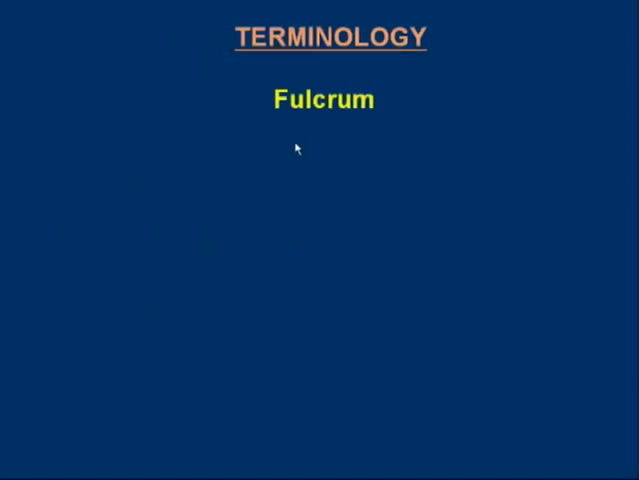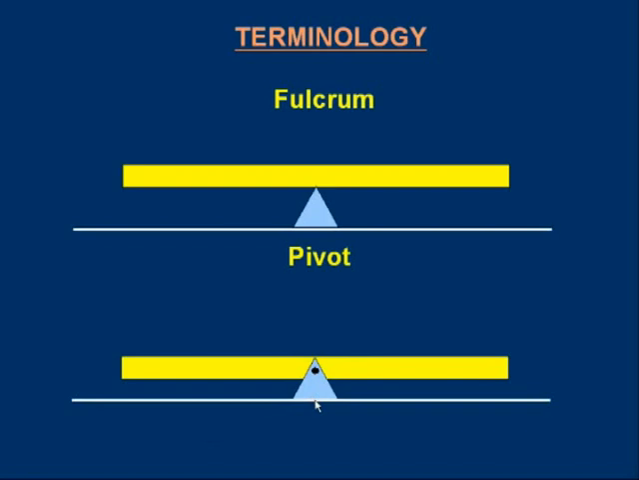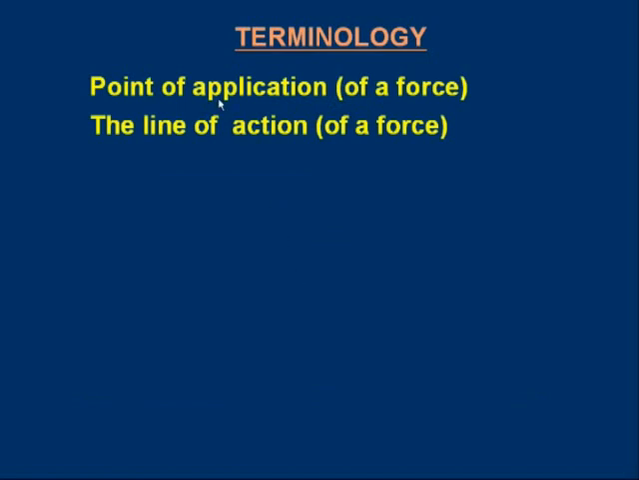Fulcrum. The fulcrum is also called the pivot. If you have a seesaw, the edge point on which this bar rests is the fulcrum or pivot. It could also be a hinge, like door hinges, which are pivots themselves. Then point of application and line of action of a force.